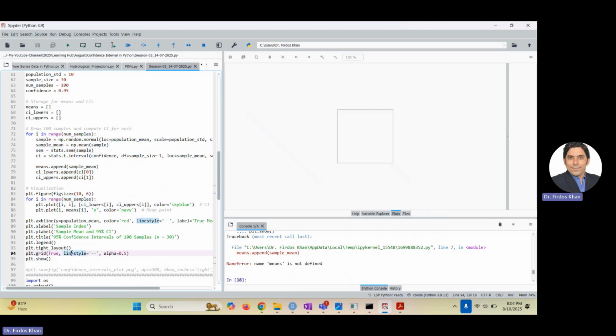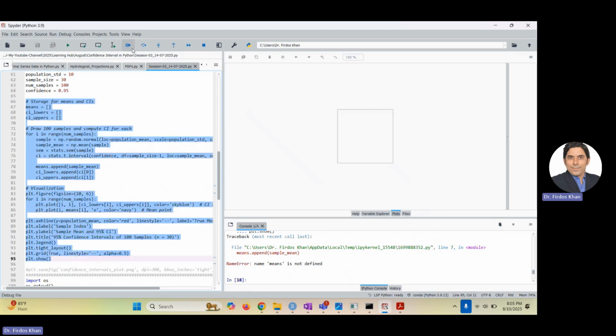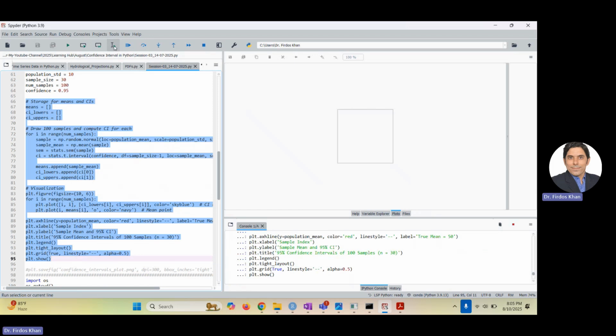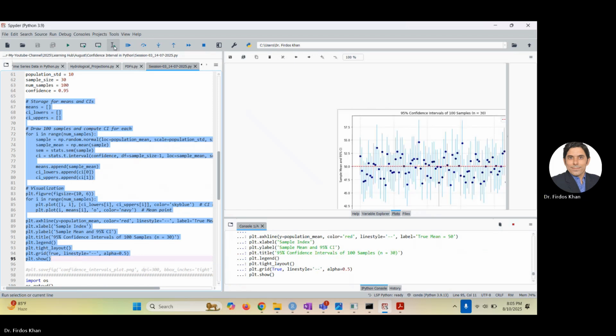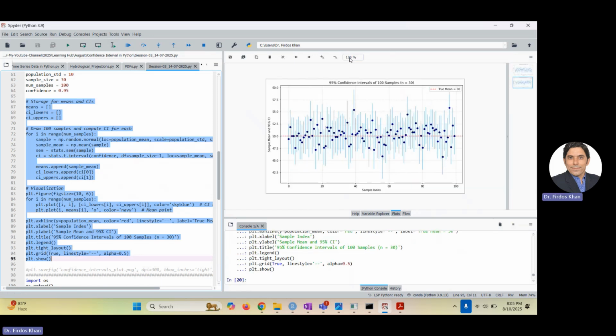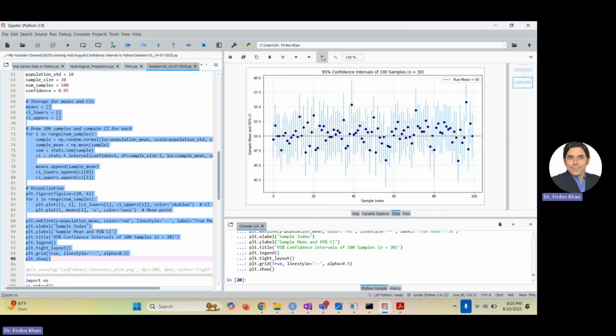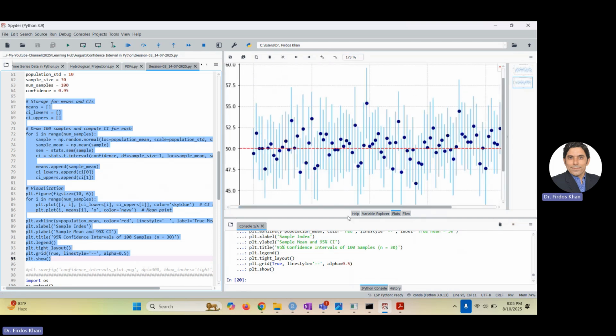Okay, what is happening? Okay, name 'means' is not defined. Okay, let me check this. Oh, okay, I have not run this, so now this will work. Look at this. Yes, that's okay. Very good, it's functioning now. Just look at this. You can now explain this figure in detail.